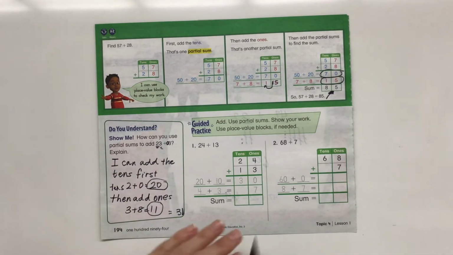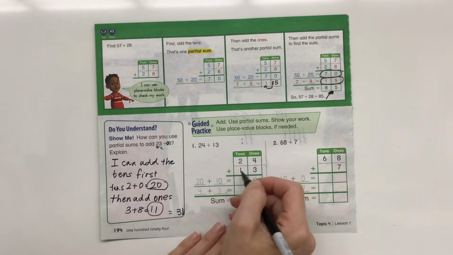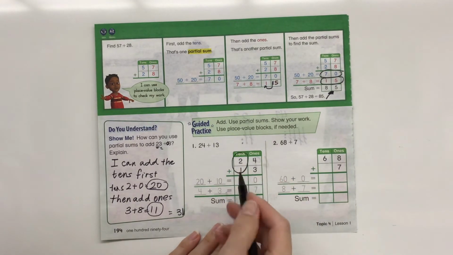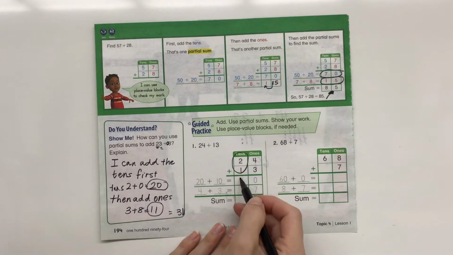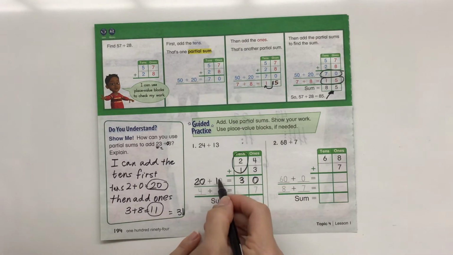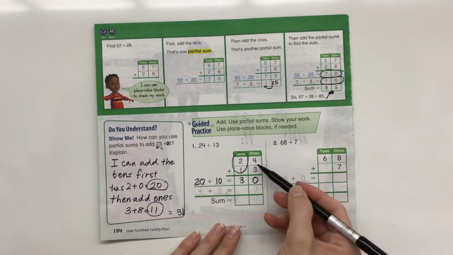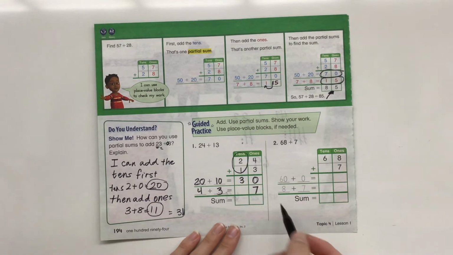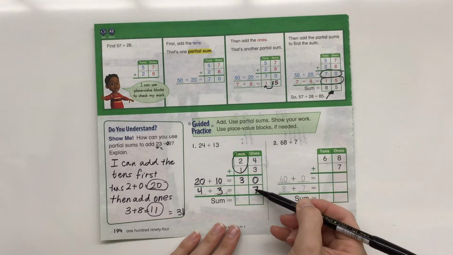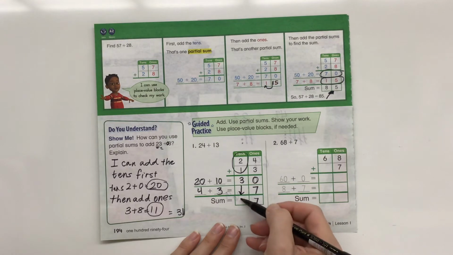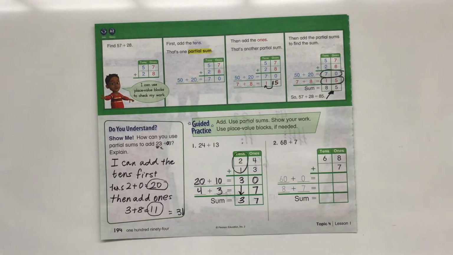All right, so take a look at this one. 24 plus 13. We're going to do our tens first. 2 tens plus 1 ten is really 3 tens, but 3 tens is going to be 30, correct? Because that's 20 plus 10 equals 30. Now we're going to add our ones. 4 plus 3 equals 7. And then we add starting at the ones. 0 plus 7 is 7. 3 plus 0 is going to be 3. So we have a sum of 37.